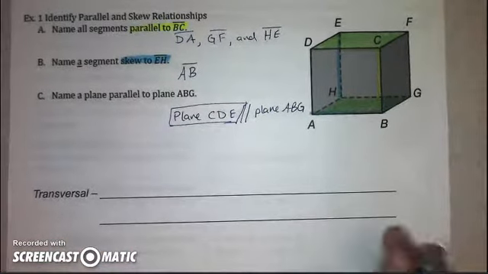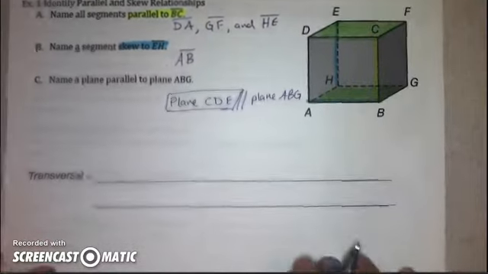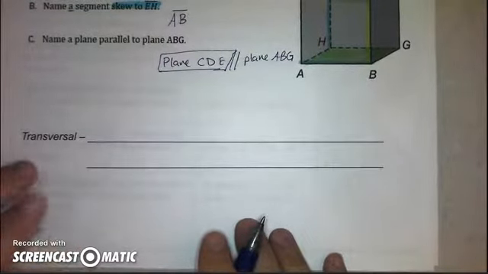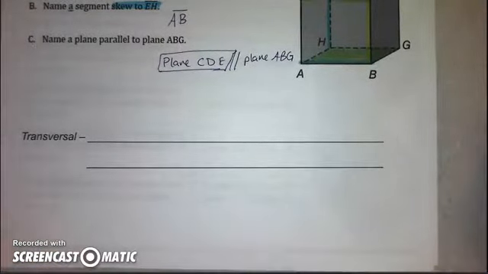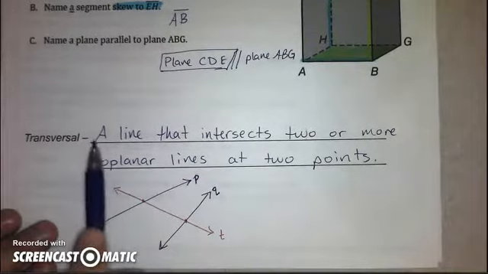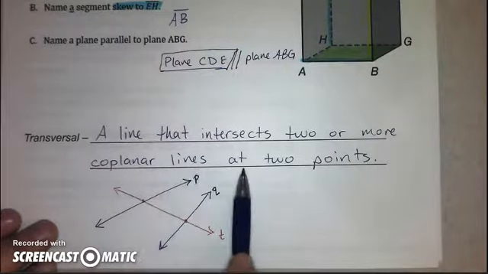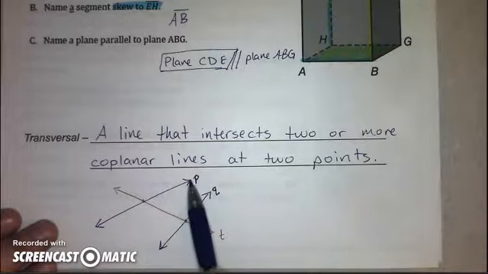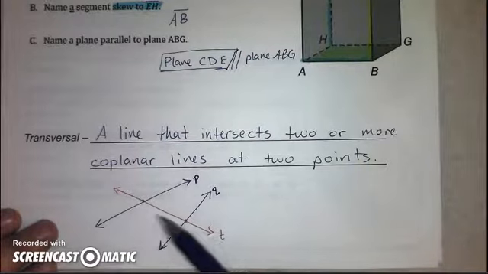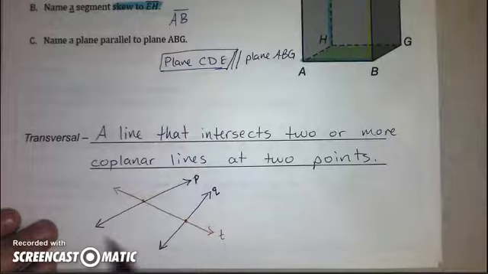All right, so hopefully you understand what parallel planes and parallel lines and skew lines are. Now we're going to talk about what a transversal is. So here is the definition you should have for what a transversal is. A transversal is a line that intersects two or more coplanar lines at 2 points. So in this diagram we have two coplanar lines P and Q, and line T is the transversal. It intersects these two lines at two different points.